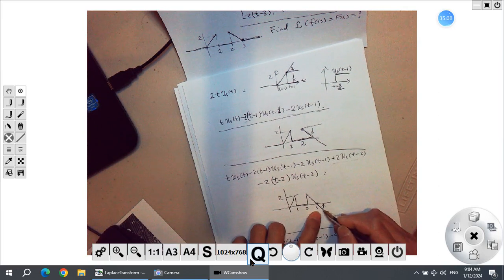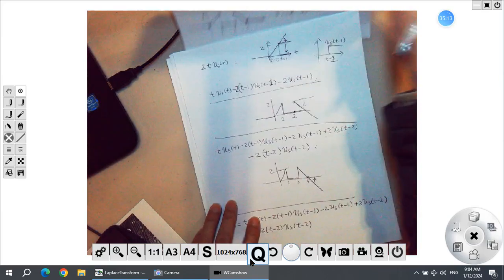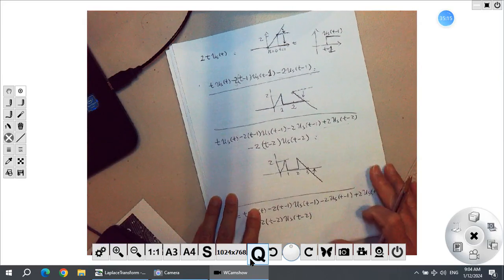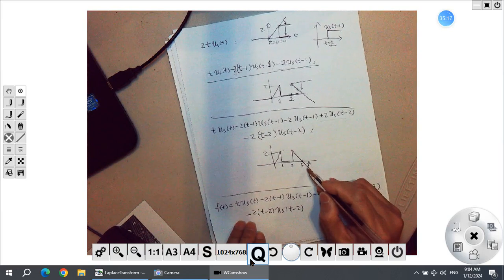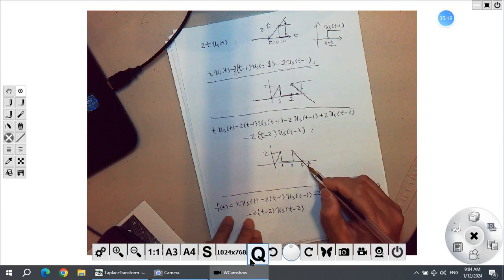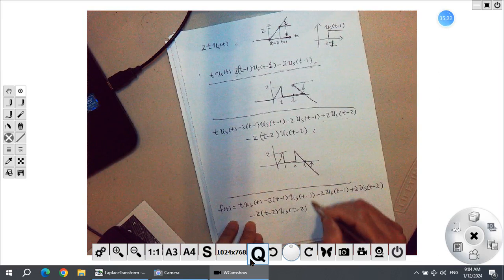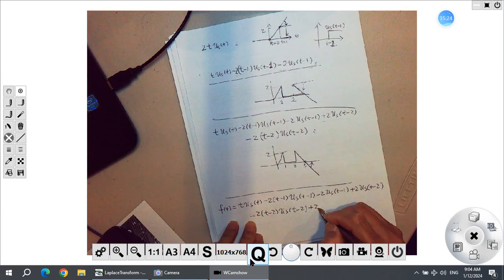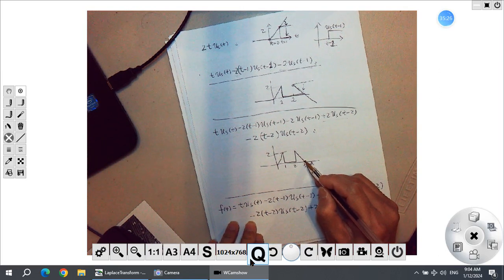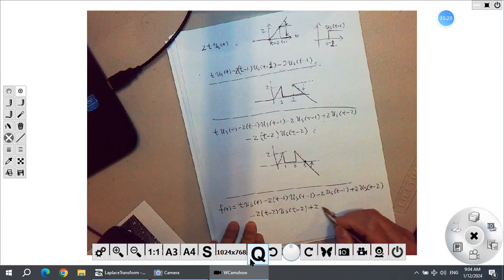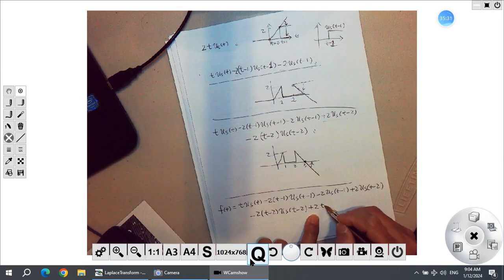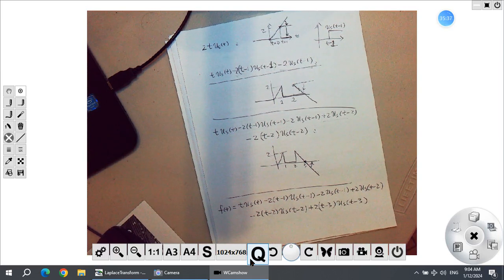And I need to add this ramp. So this ramp is now negative 2, so I need a positive 2 ramp to cancel this ramp. So plus positive 2, and this ramp starts at t equal to 3. So here is (t minus 3) times u_s of t minus 3. So okay, now we are good. We have the function looking like this.